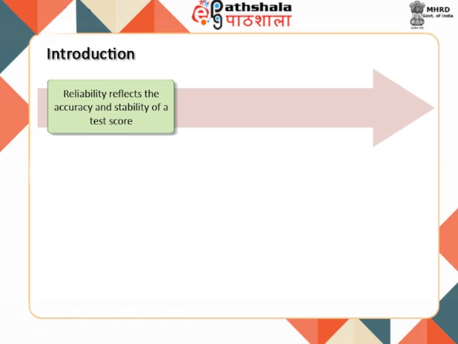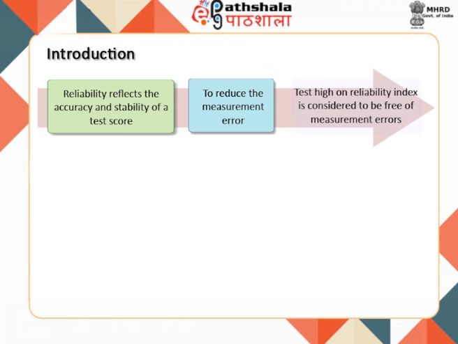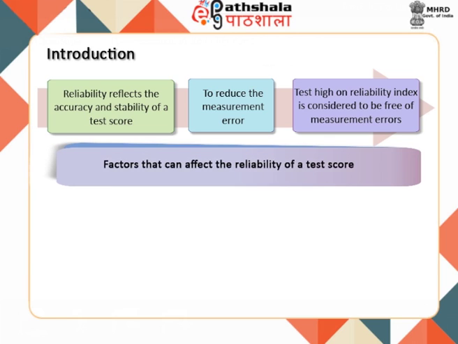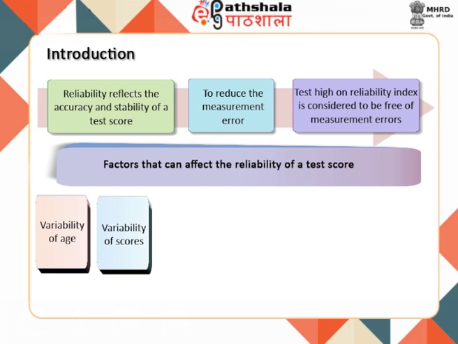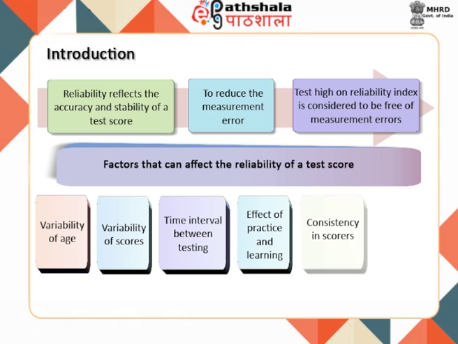The goal of a sound psychometric test is to reduce the measurement error in order to find the client's true score on a measure. A psychological test high on reliability index is considered to be free of measurement errors. Thus, it is essential to take note of the factors that impact the reliability of the measuring device. Among many factors that can affect the reliability of a test score, the main factors include variability of age, variability of scores, time interval between testing, effect of practice and learning, consistency in scorers, and effect of test length.